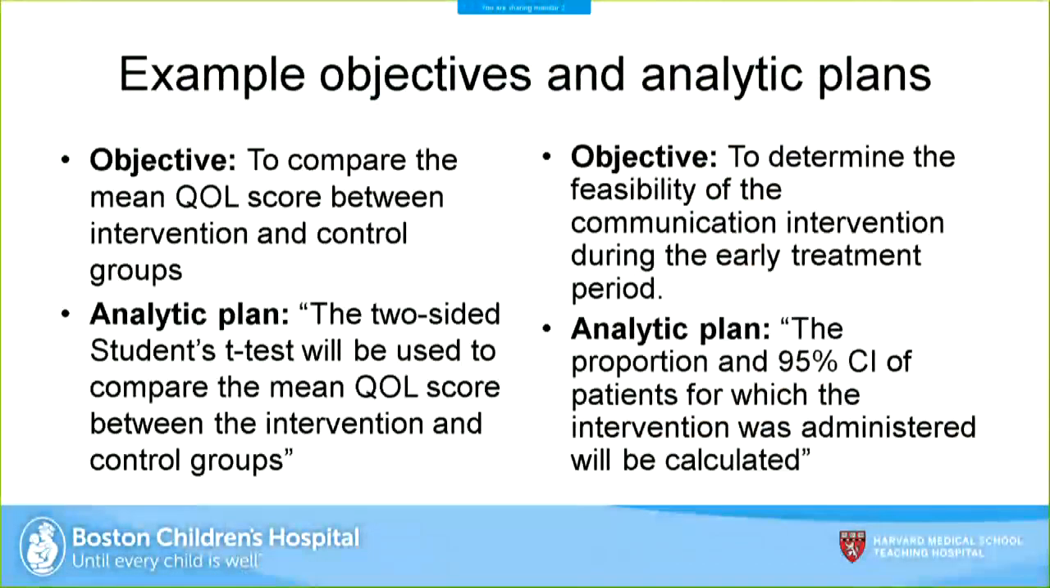So just some examples of writing the analytic plan. One objective is to compare the mean quality of life score. The analytic plan will be: the two-sided Student's t-test will be used to compare the mean quality of life score between the intervention and control groups. And for our feasibility outcome or objective, we can say that the proportion and 95% confidence interval of patients for which the intervention was administered will be calculated.